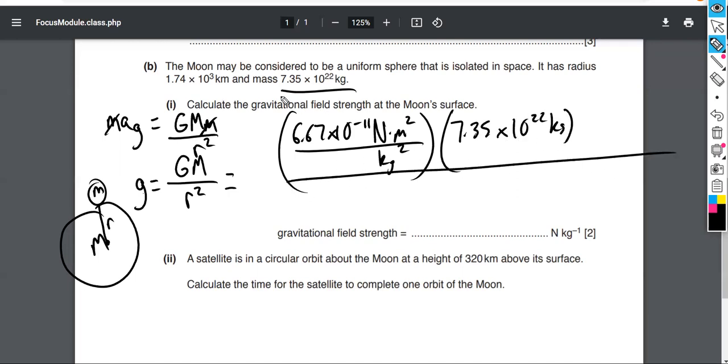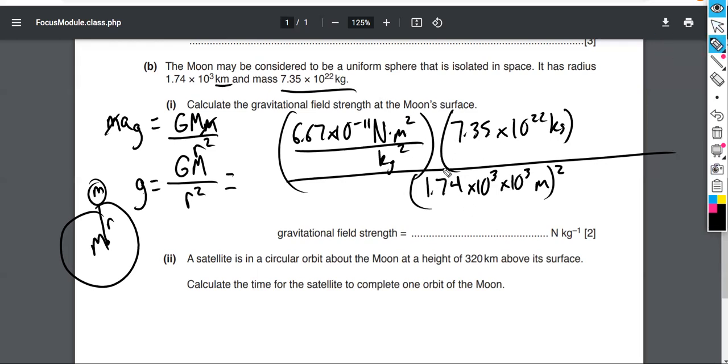And then we're going to divide that by the radius of the moon, which is given in kilometers. We need it in meters because of the units of G here. So we're going to make a conversion: 1.74 times 10 to the 3, and then kilo is another 10 to the 3. So kilo means 1,000. Now we're in meters and we're going to square that. So really you could just say that's 10 to the 6, so 1.74 times 10 to the 6 meters, quantity squared.